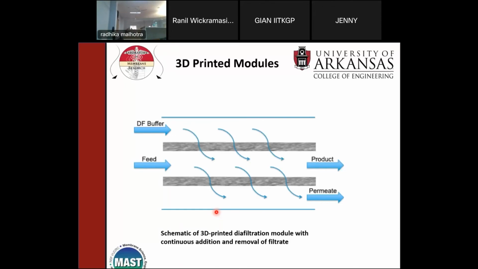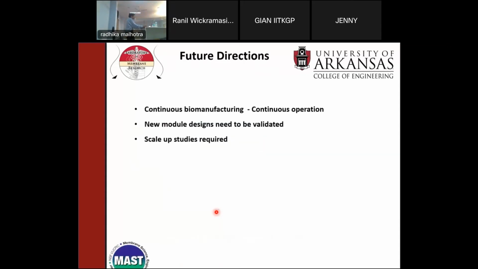This is not quite as efficient as that other one I showed you because it's not countercurrent flow. But it's nice because it's very cheap. It's 3D printed. It's very compact. It's all in one. That's another one that companies are working on and trying to sell, okay?